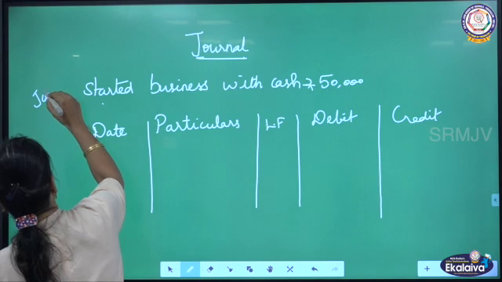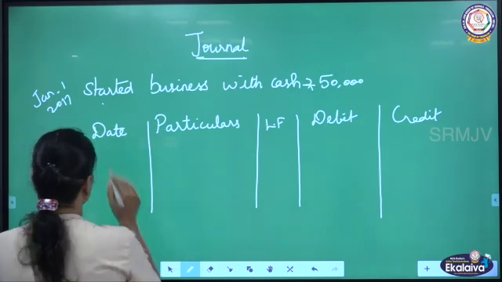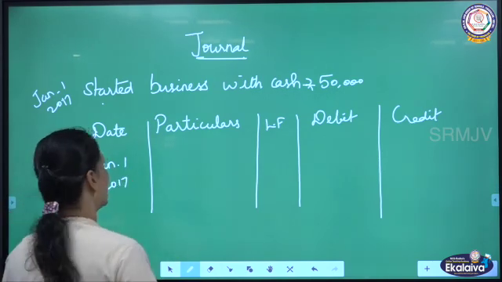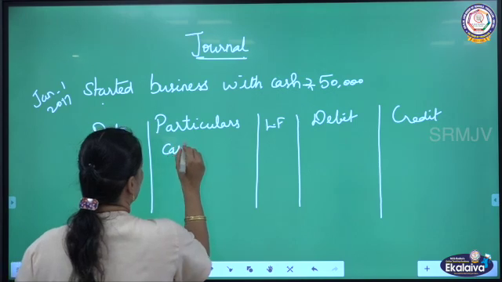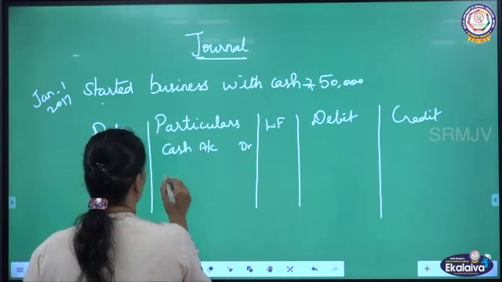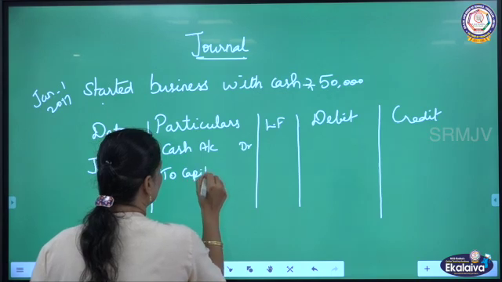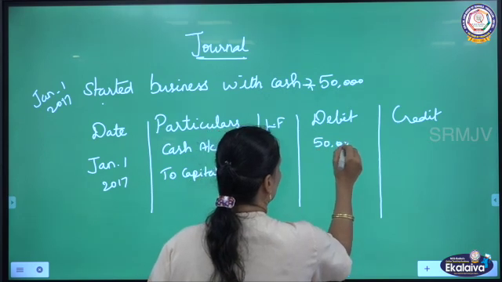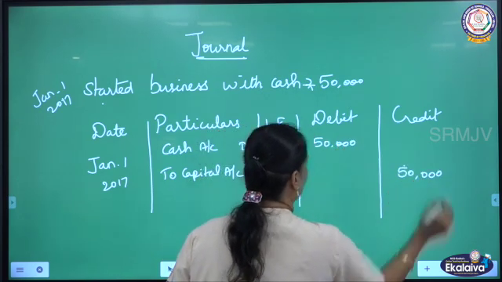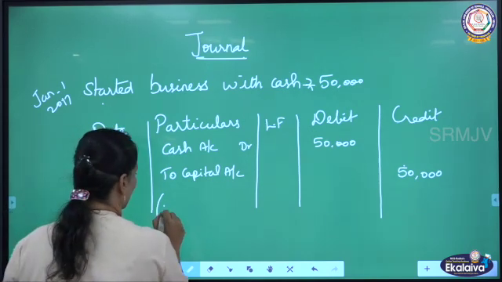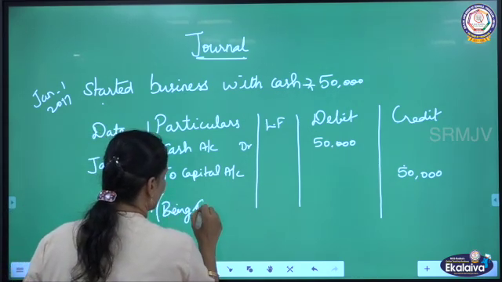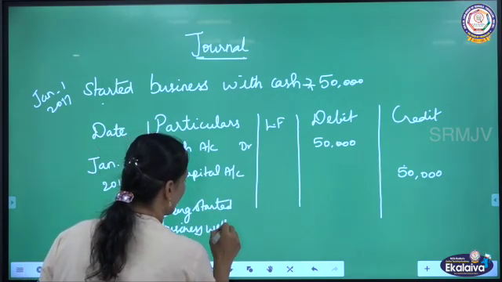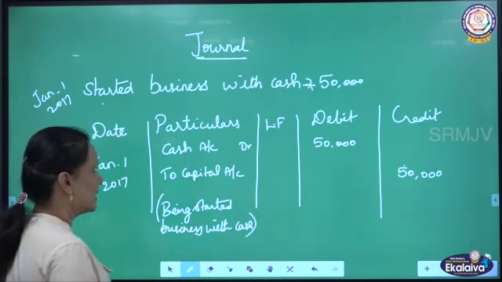For example, January 1st 2017, somebody is starting the business. So, cash account debit to capital account. This is the journal for this transaction. 50,000 and 50,000 I will write here, and here I am going to write the narration: being started business with cash.